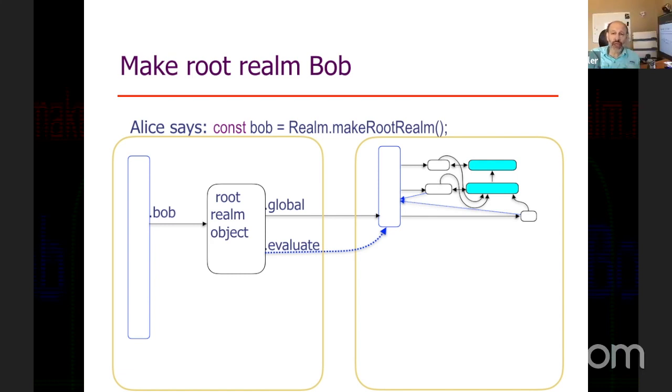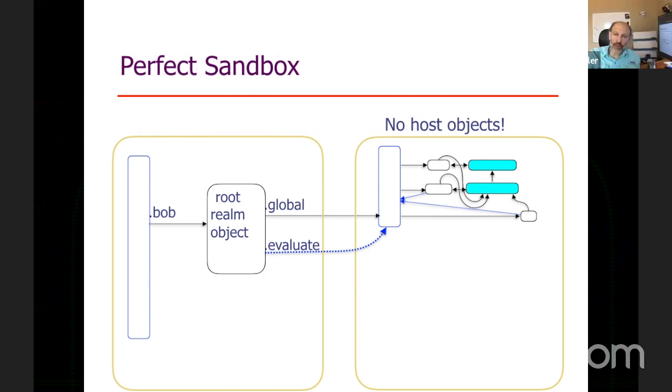Okay, now Alice makes a root realm here, and let's say she does not give the root realm access to that FS object. The reason she doesn't is that all the compartments created in the root realm share the root realm and share access to the global of the root realm. So going forward, this is the no host objects case, and Alice does not put the genuine FS object into this global.